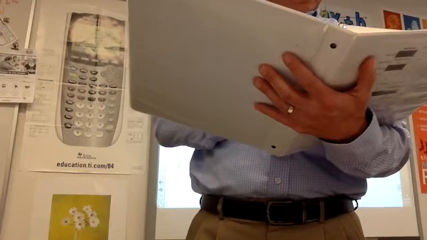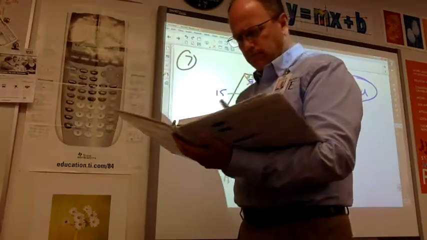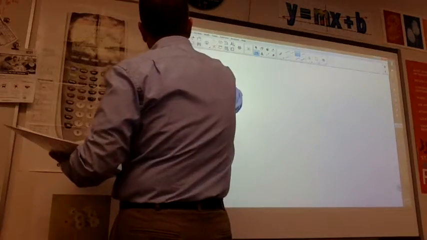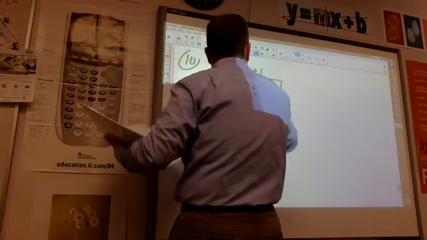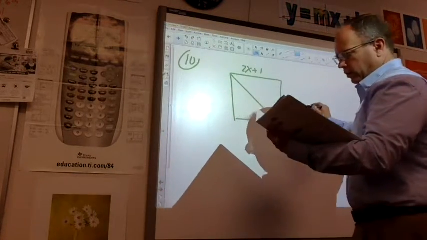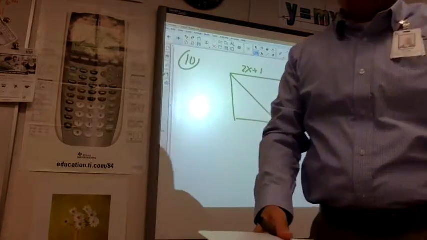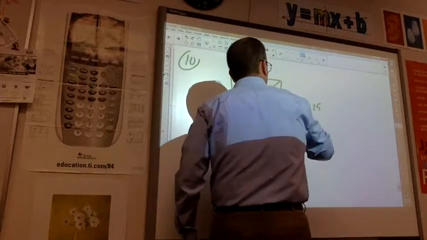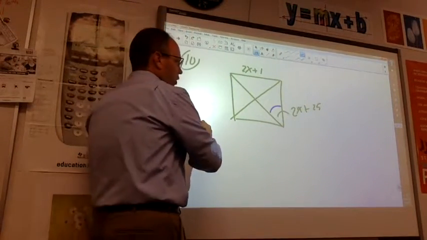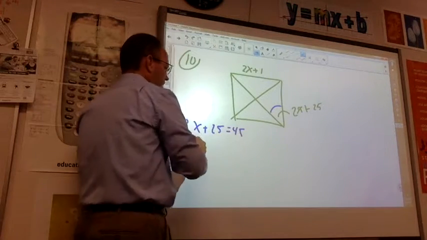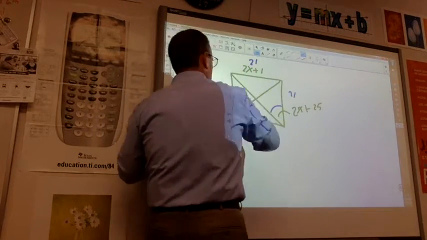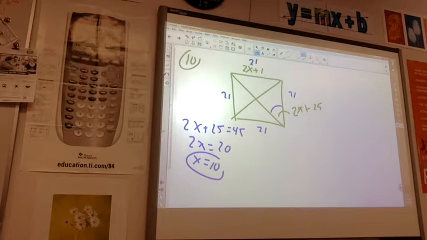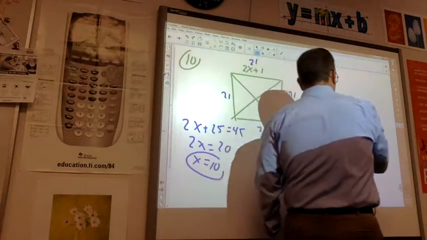MNOP is a square. Find x and the perimeter. So they tell us that this is a square. They tell us that's 2x plus 1. And they tell us that this angle here is 2x plus 25. If this is a square, what can you tell me about this angle? 45. So I get 2x plus 25 equals 45. Subtract 25, so 2x equals 20. X equals 10. If x equals 10, that means this is 21, 21, 21, 21. Find the perimeter of the square. 84. Perimeter is equal to 84 units.